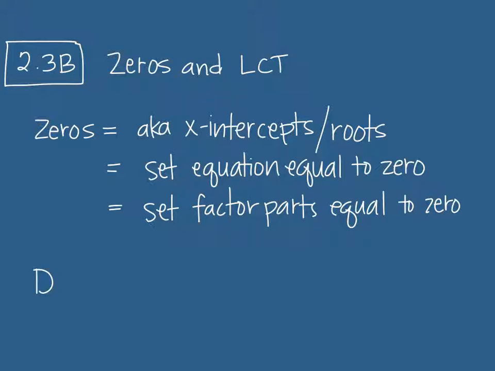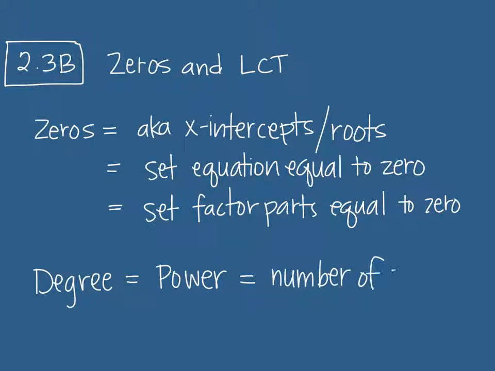Okay, the degree is the same thing as the power, which equals the number of zeros. So it's all connected together. If the degree is 4, then there will be 4 zeros.